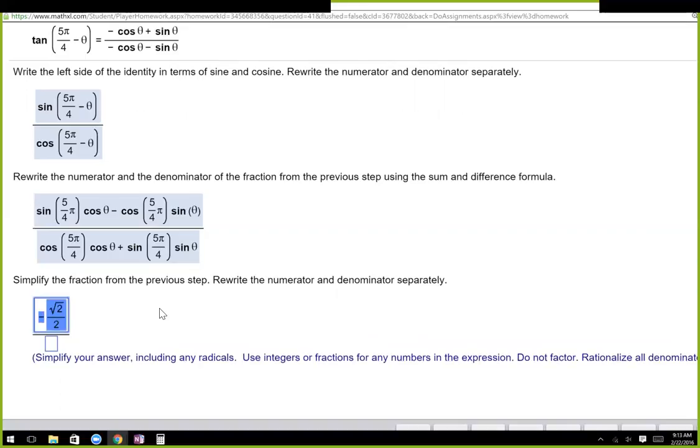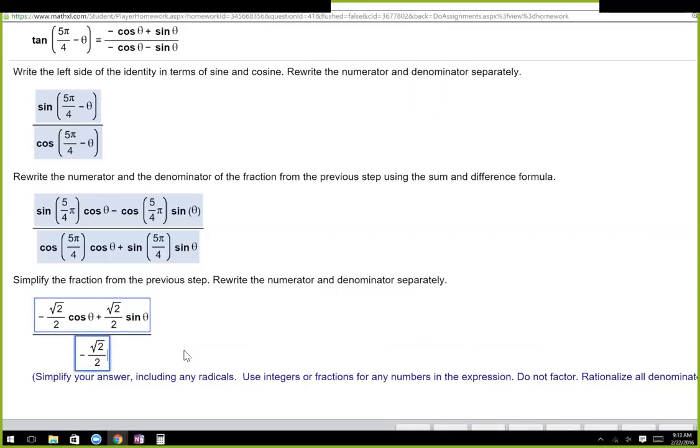I'm going to Control A, Control C, because I'm going to be typing that a lot. Cosine theta, and now it's plus because I had a minus there a second ago. Plus root 2 over 2 sine theta. It says simplify, so they want us to put in the actual values, especially since it says including any radicals, rationalize all denominators. Sine theta.